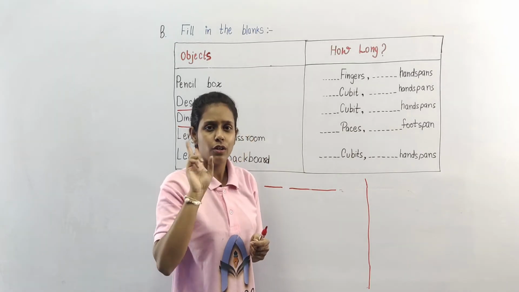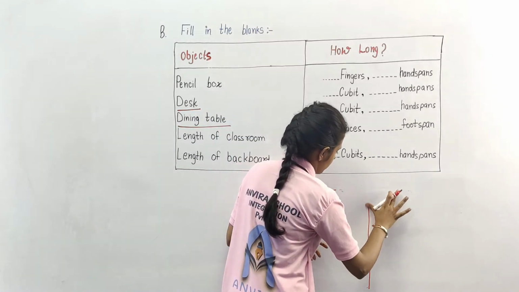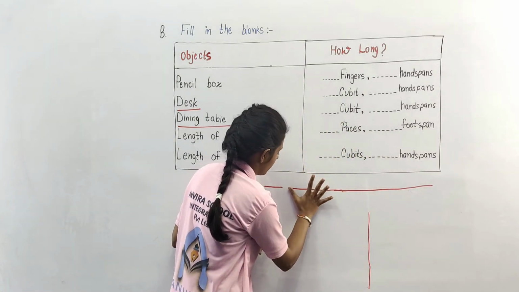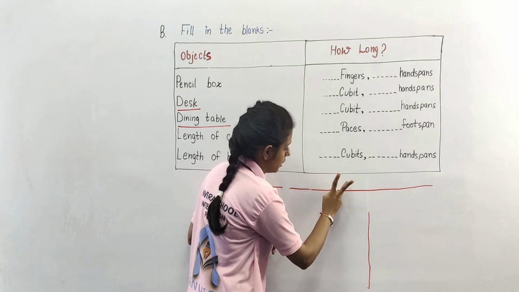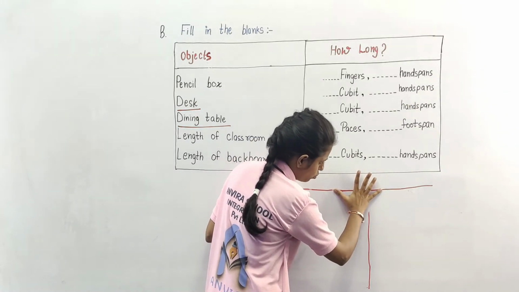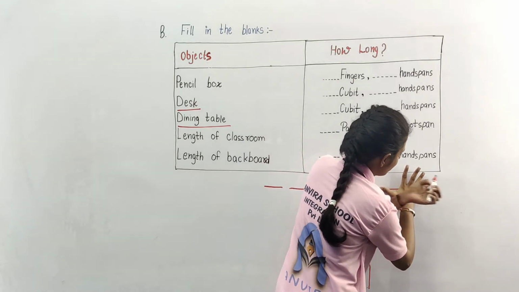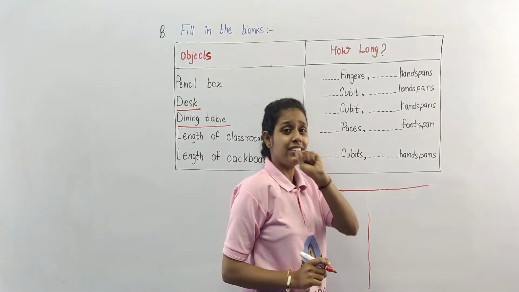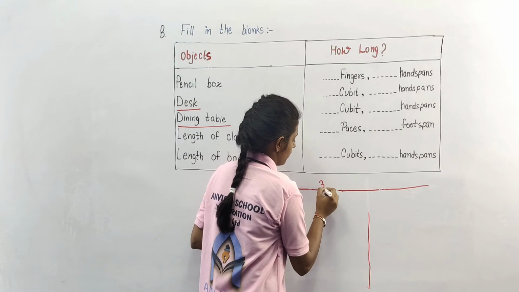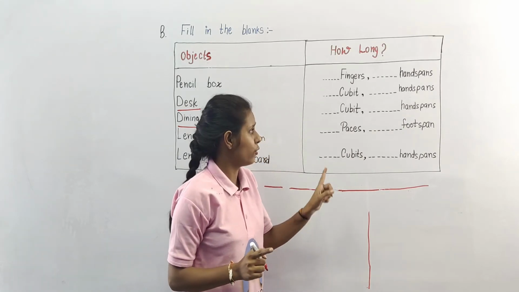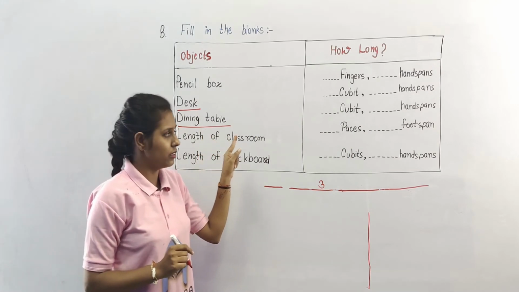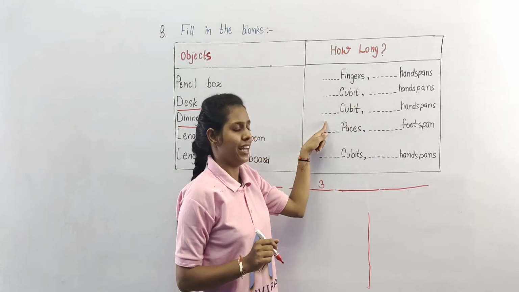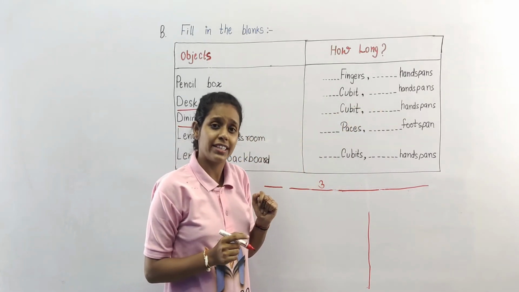Now how can we measure two hand spans? This is a long line. Now this is one. Now two, and three. The length of this line is 3 hand spans. Just like this, you have to find out the length of the dining table with your hand span and write it here, and also do the same with cubit. Now, which is our next object?